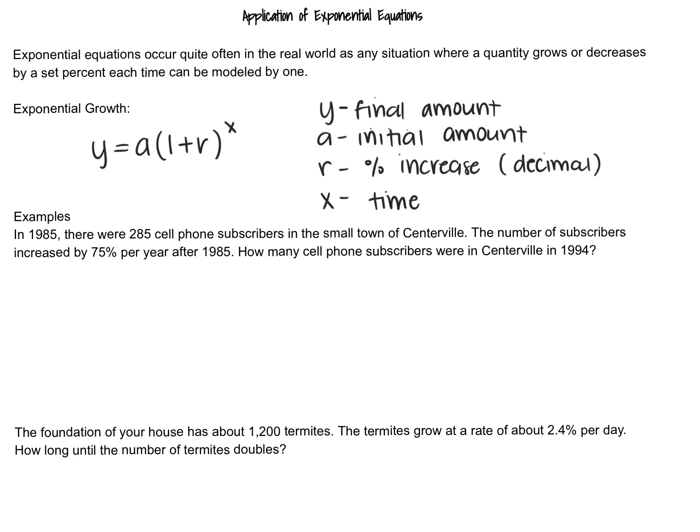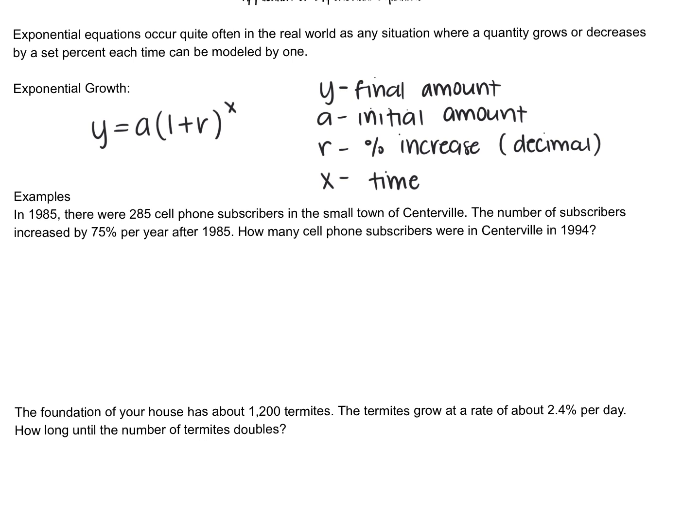For our first example, we have that in 1985, there were 285 cell phone subscribers in the small town of Centerville. The number of subscribers increased by 75% per year after 1985. How many cell phone subscribers were in Centerville in 1994? We're going to start with writing our equation. y equals our initial amount, 285, and then in parentheses, 1 plus 0.75, since 75% as a decimal is 0.75, and then our exponent x.